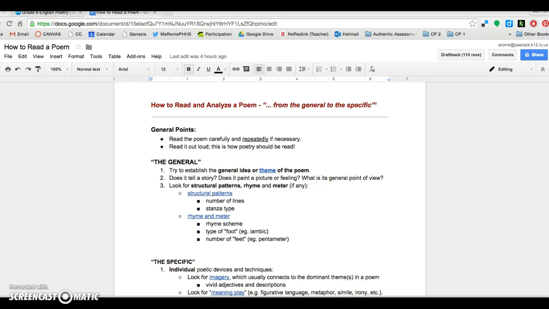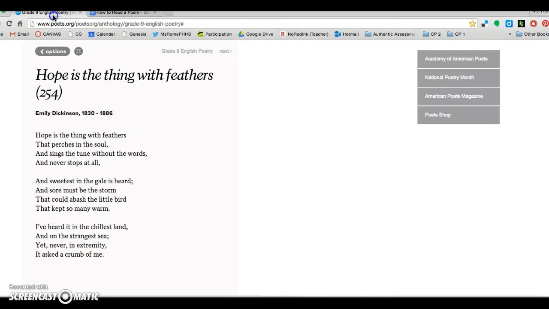The next thing we want to do, after we've read the poem a few times, under the general, is, number one, try to establish the general idea or theme of the poem. Now remember, a theme is an author's or a poet's message. So what is Emily Dickinson trying to convey in this poem?